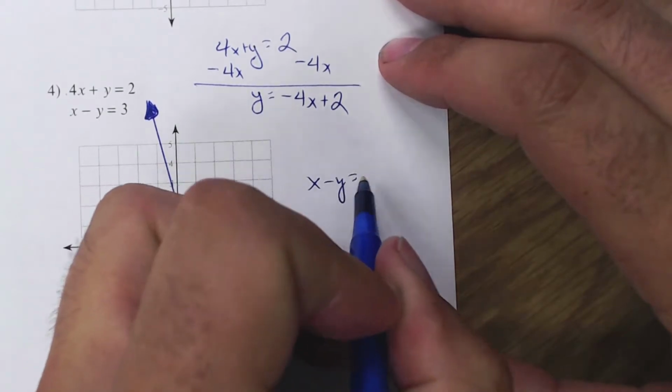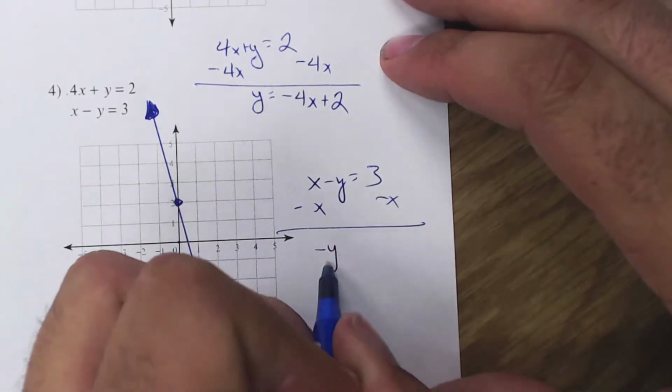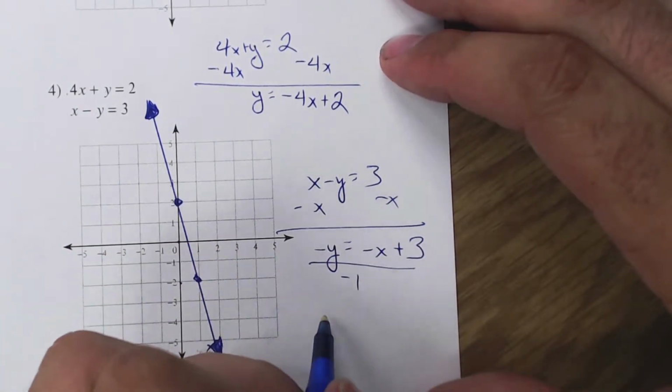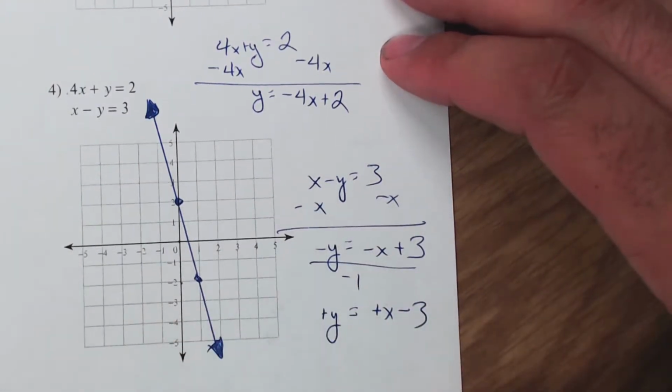x minus y equals 3. I'm going to subtract x. So -y equals -x plus 3. Divide everything by -1. Now it's a positive y equals positive x minus 3.